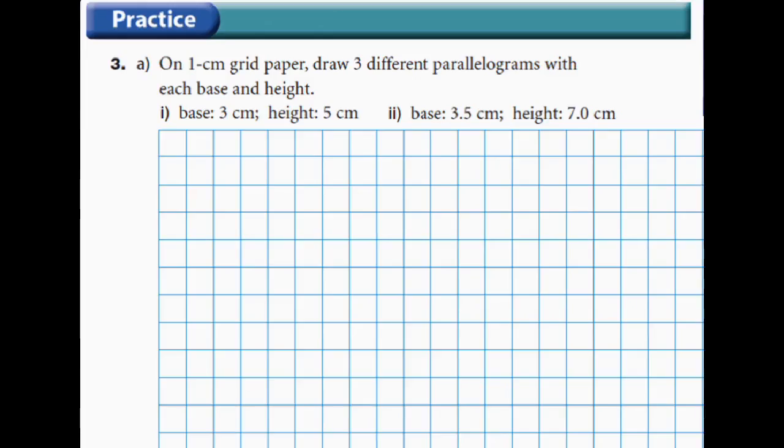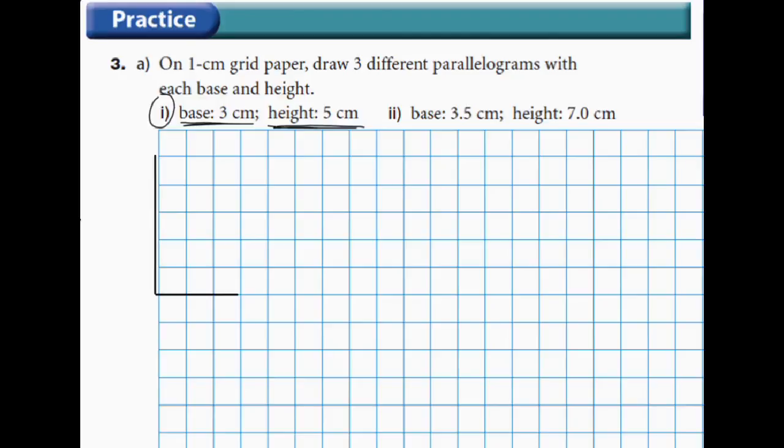So on a 1 centimeter grid paper, draw 3 different parallelograms with each base and height. Let's just do this one over here. So we're looking for a base of 3 and a height of 5. So I'm going to get my line tool out, and we're going to create some lines here. Base of 3, well, that's simple enough. There's a base of 3. Now a height of 5. Well, 1, 2, 3, 4, 5. There's my height of 5.